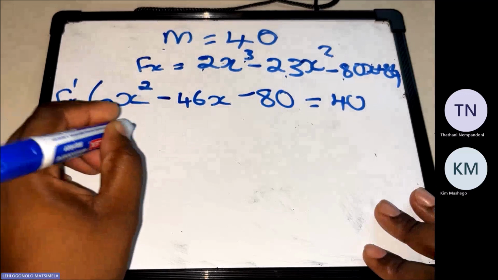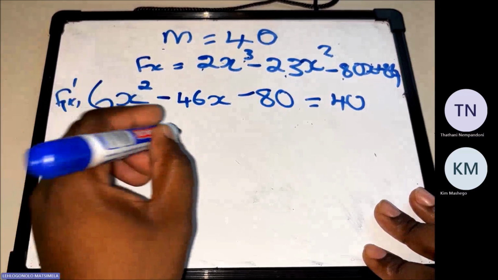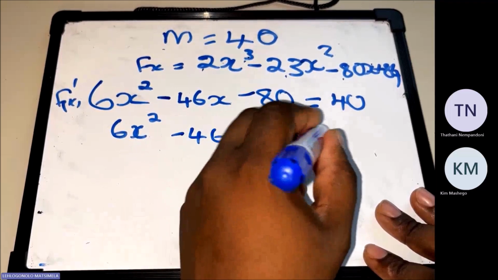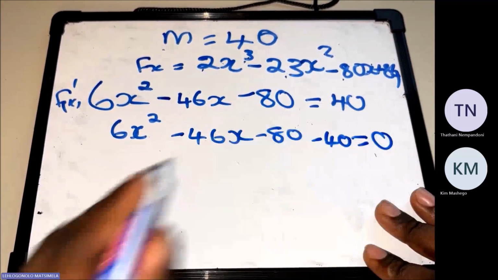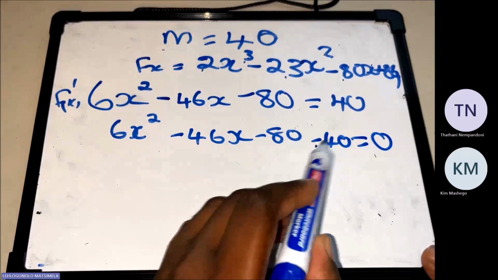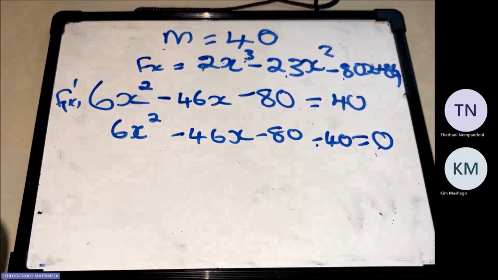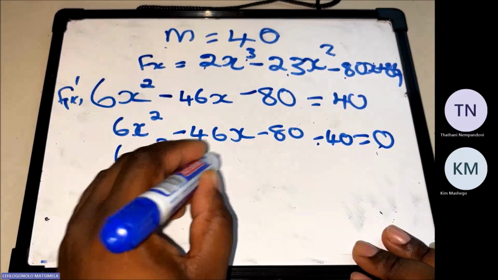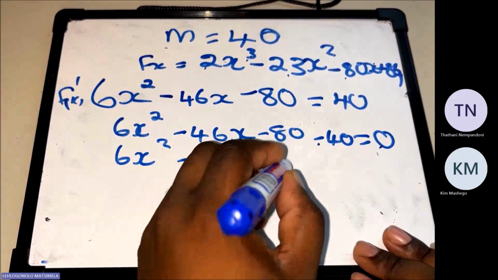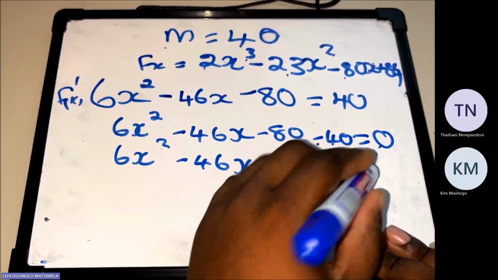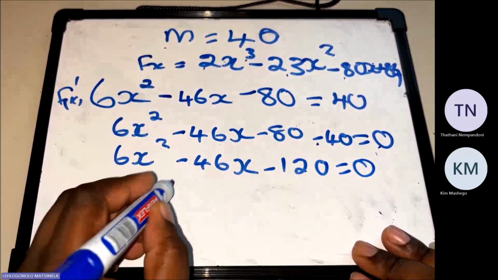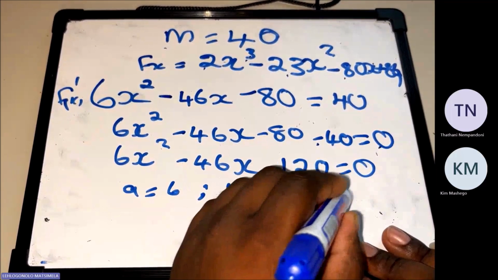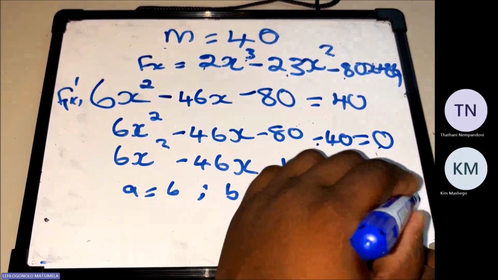How do we look for x? We will say 6x to the power of 2 minus 46x minus 80, and then we take 40 to the other side, it becomes minus 40, and everything equals 0. Then we solve for x here, and we will have minus 120 equals 0. So the value of a is equal to 6, the value of b is equal to minus 46, and the value of c is equal to minus 120.